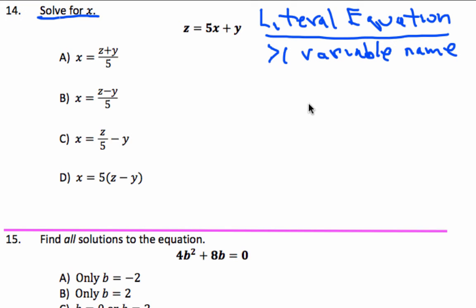Let's temporarily change the equation we started with, and let's say the equation were this. Instead of z, we had 8 equals 5x plus our y of 3.